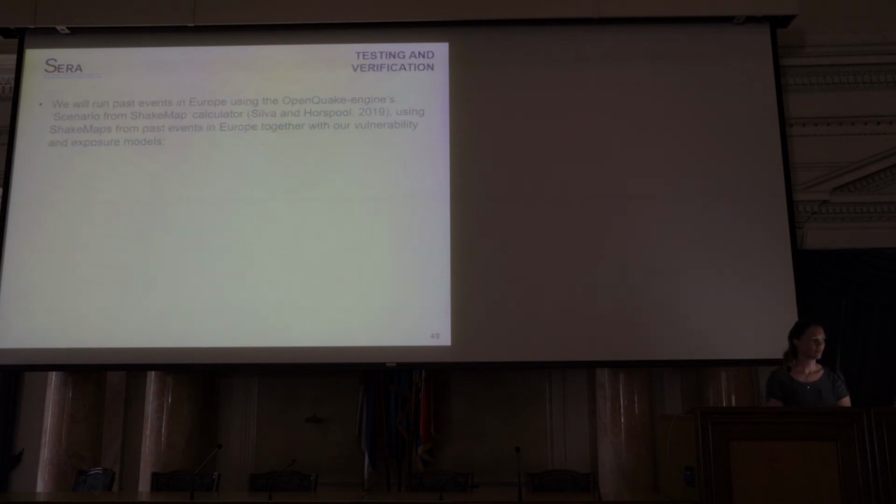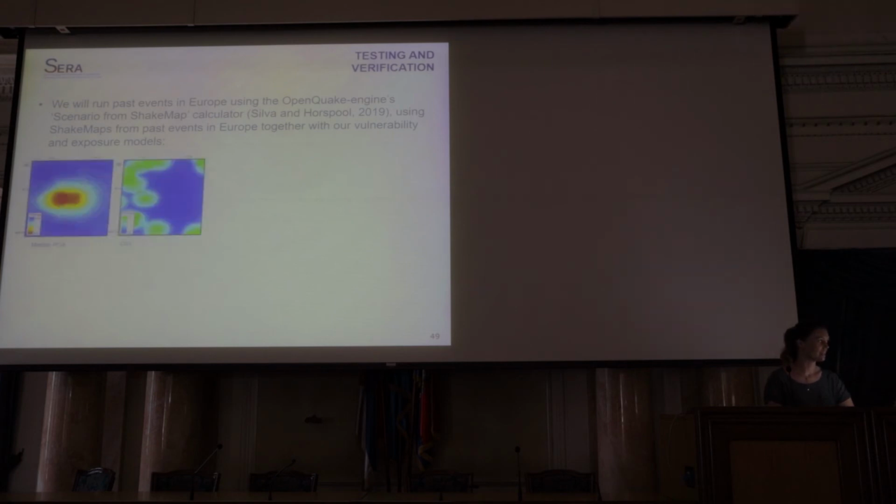And then a final activity, which we will be doing a lot over the last 12 months of the project, will be to test and verify the fragility and vulnerability models and the full physical risk framework. So Vito already mentioned shake maps and how shake maps can be used to calculate losses from past events. So we will be doing that for events in Europe. So we're collecting loss and damage data from past European events.